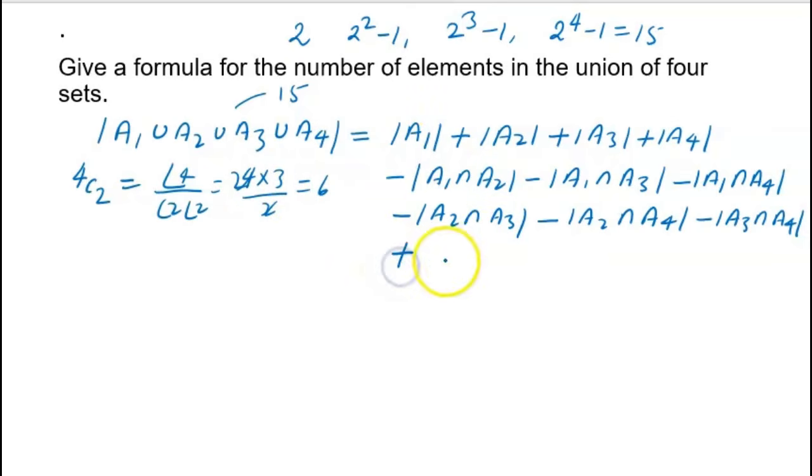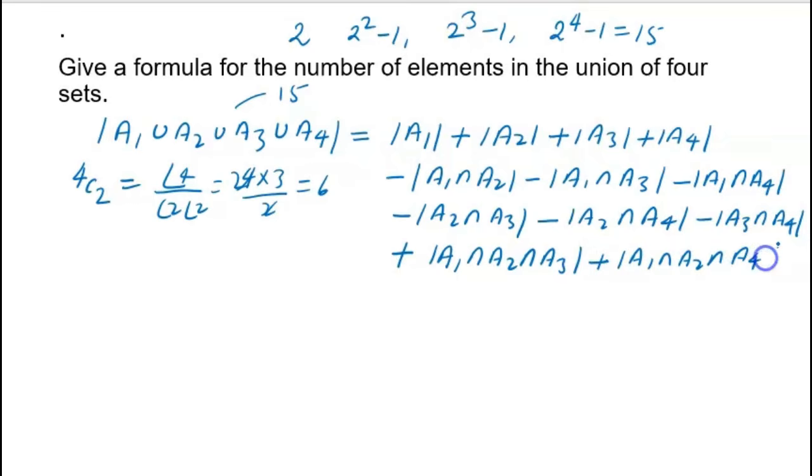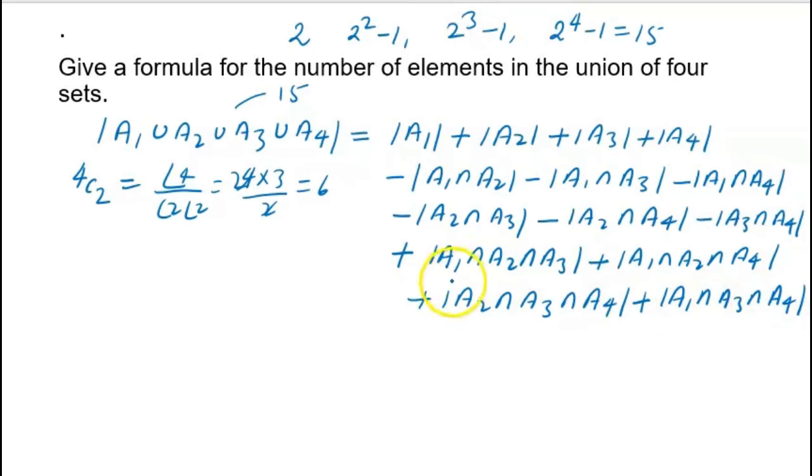So I will add them, and 3 of them at a time will be like A1 intersection A2 intersection A3, then plus A1 intersection A2 intersection A4 plus A2 intersection A3 intersection A4. And what more can I write? A2, A3, A4 I have already written. So I can now write A1 intersection A3 intersection A4. I hope these are all different.